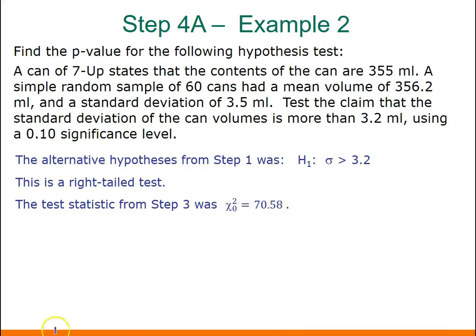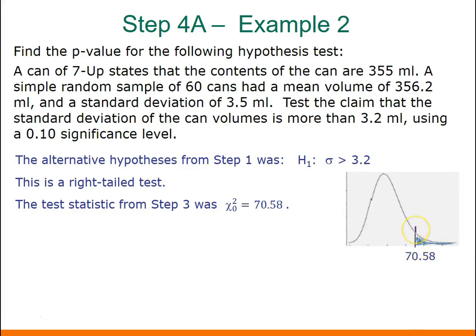The chi-squared here tells us we need to use the chi-squared distribution to find our p-value. So here's a picture of our chi-squared distribution. Remember, it looks kind of different than the other two. It actually starts over here at 0 and just goes off to the right.